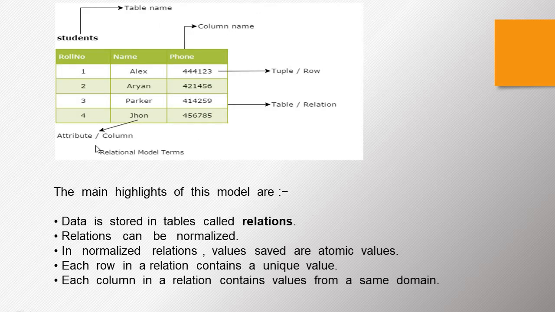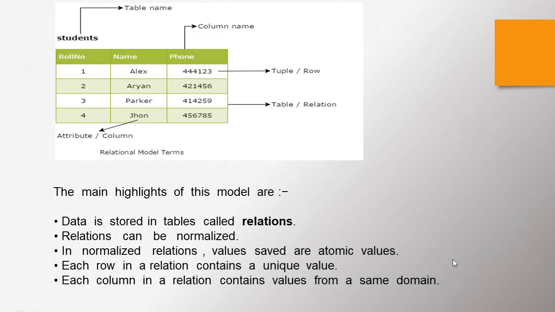For example, this is your student database. It contains roll number, name, and phone number. Each row in a relation is called a tuple. The data is stored in a table called a relation. The data is finally stored in a relation table. So it can be in a normalized form. We already know that normalization contains 1NF, 2NF, 3NF, BCNF, and so on. So these relations can be in a normalized form.